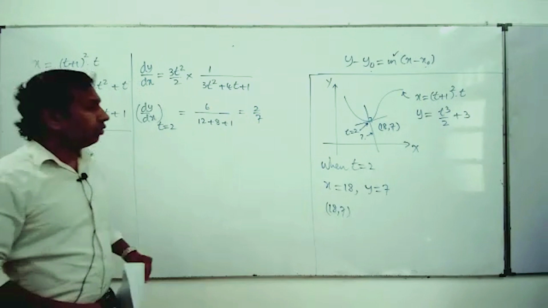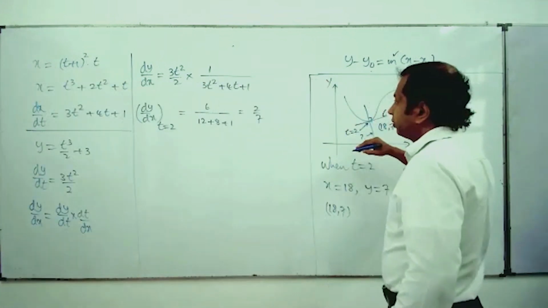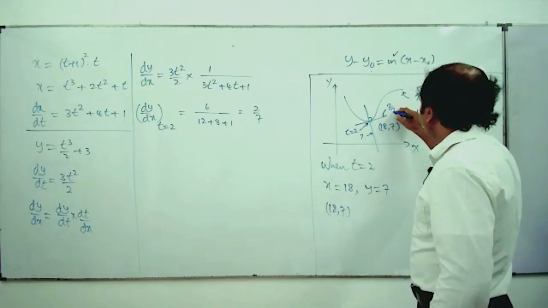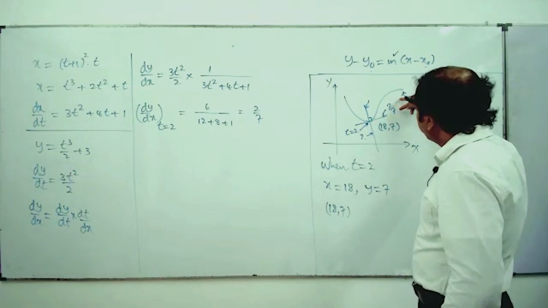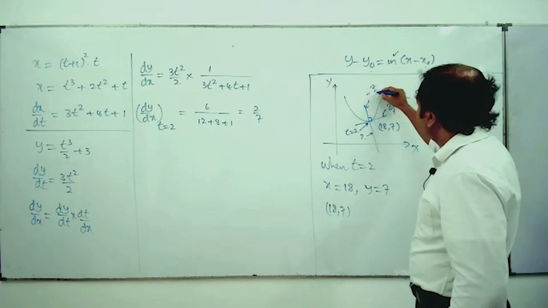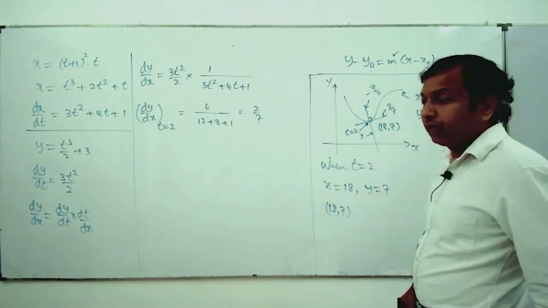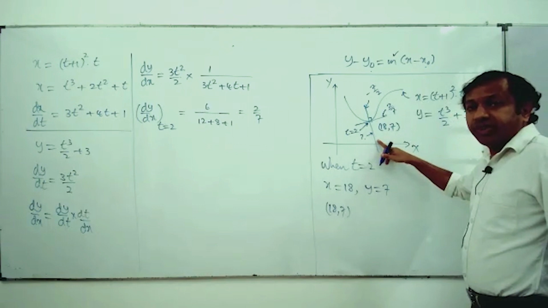Then the gradient of this tangent is 2 by 7. So what is the gradient of the perpendicular? Take the reciprocal of this and multiply by minus 1. Minus 7 by 2. Okay. Now we know the gradient of the normal. Its equation now we need to find.